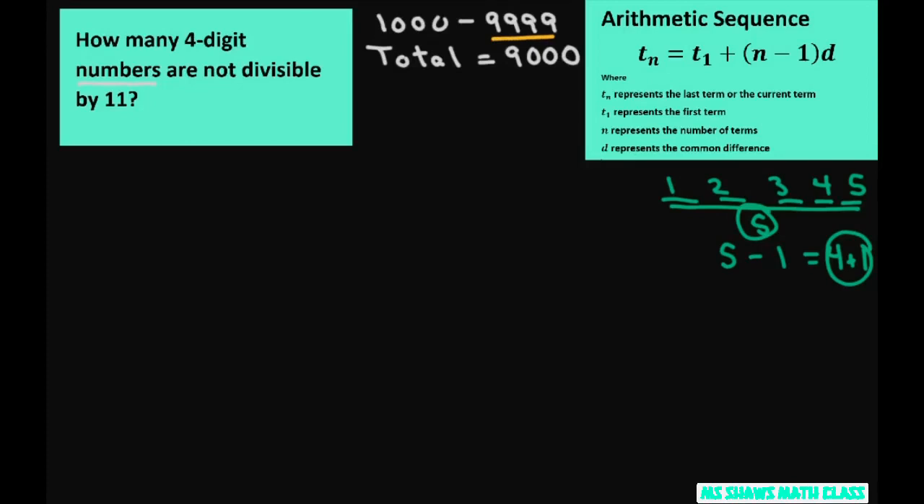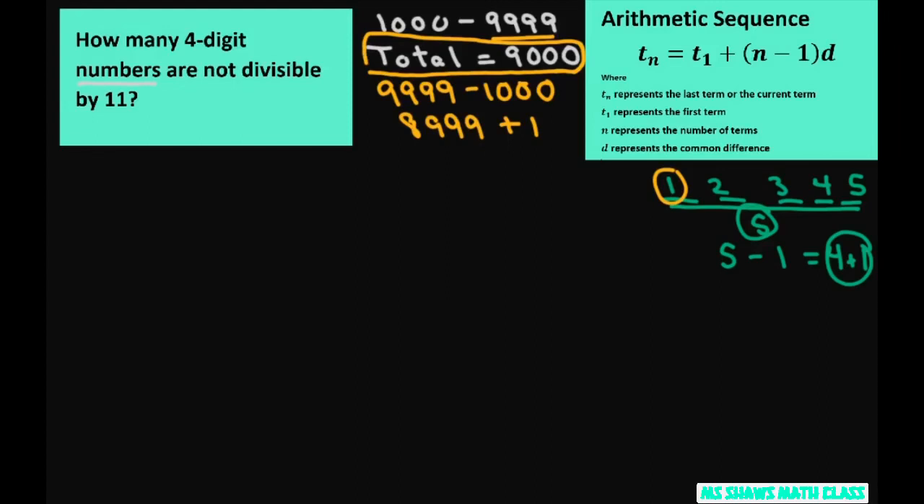So if I take 9,999 minus 1,000, you're going to get 8,999. So you have to add 1, it's counting the first number basically. So our total number is 9,000 numbers we're having to look at.